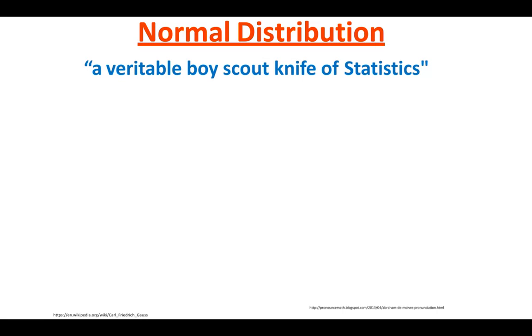One description of the normal distribution is that it is a veritable Boy Scout knife of statistics. What does that mean? Well, Boy Scout knives are used for a lot of things. They have a knife, they might have a little screwdriver, they might have a toothpick, they might have some tweezers, a little pair of scissors, a little corkscrew. So they can be used for a lot of different things, right? A lot of uses, very handy to have. Normal distribution can kind of be thought of in the same way for statistics. It's used in a lot of different areas and applies to many different things in statistics.